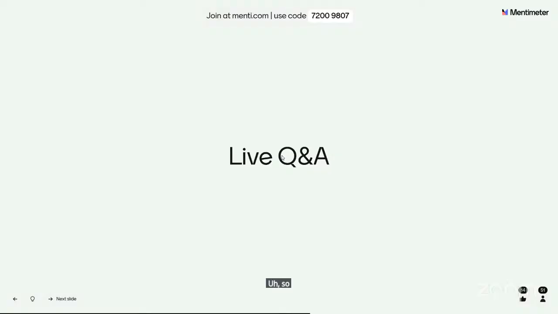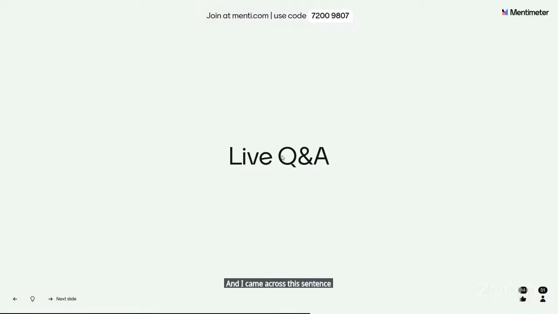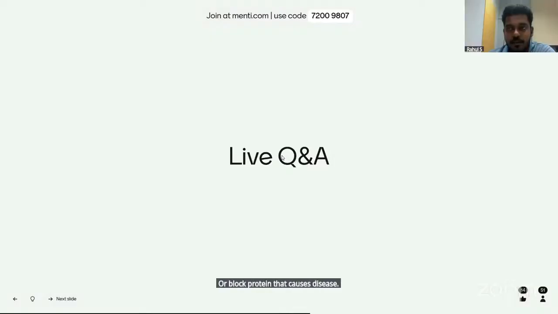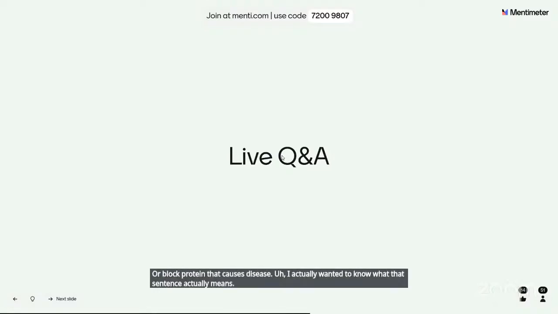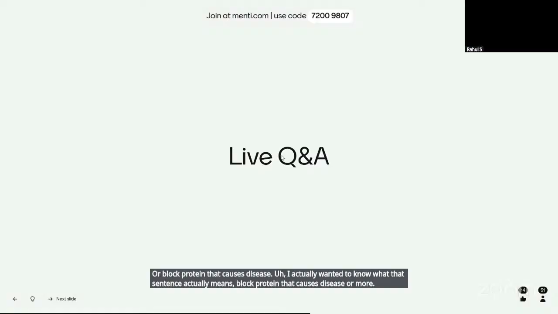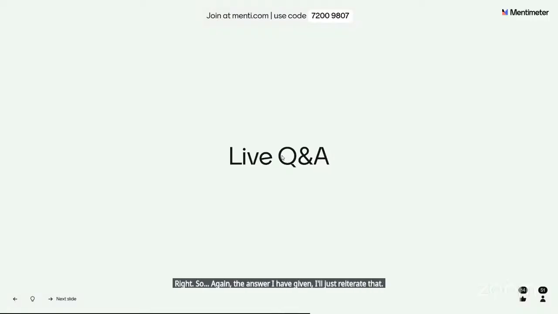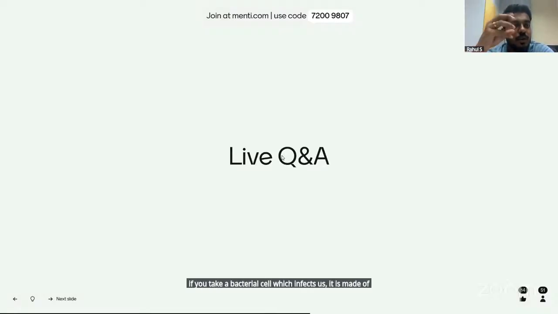So, sir, I read about monoclonal antibodies in an article, and I came across this sentence: monoclonal antibodies help the immune system fight disease or block proteins that cause disease. I actually wanted to know what that sentence means, block protein that causes disease. Right. So again, the answer I have given, I'll just reiterate that. If you take a bacterial cell which infects us, it is made of a cell wall, a nucleus.